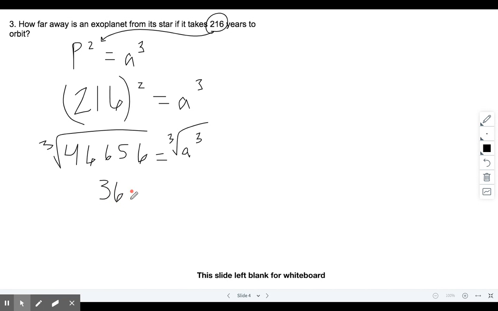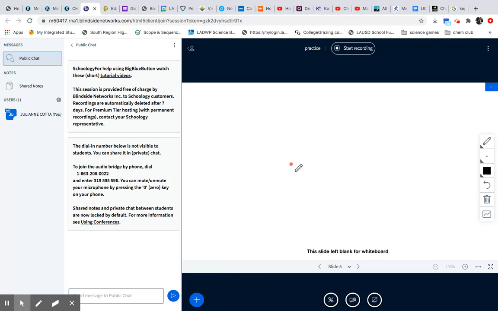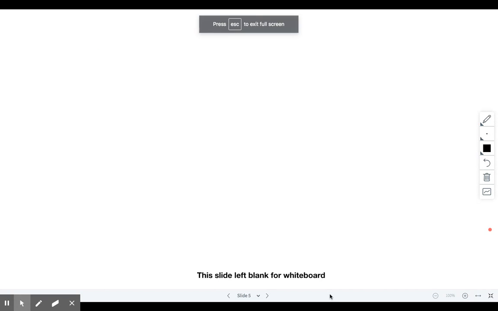But remember, a stands for my astronomical units. Make sure you put your units in your answer. So 36 AU is how far away this exoplanet is from its star. Okay, this works for every star. It's not just for our star. It works for any star. We can use this equation.